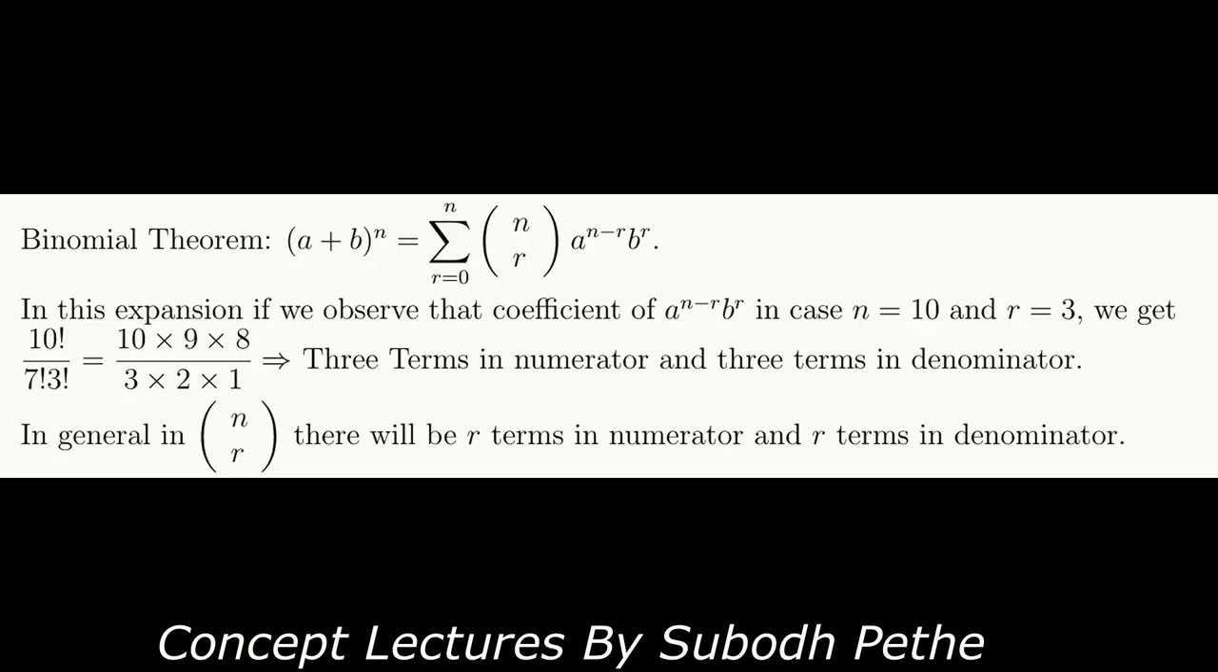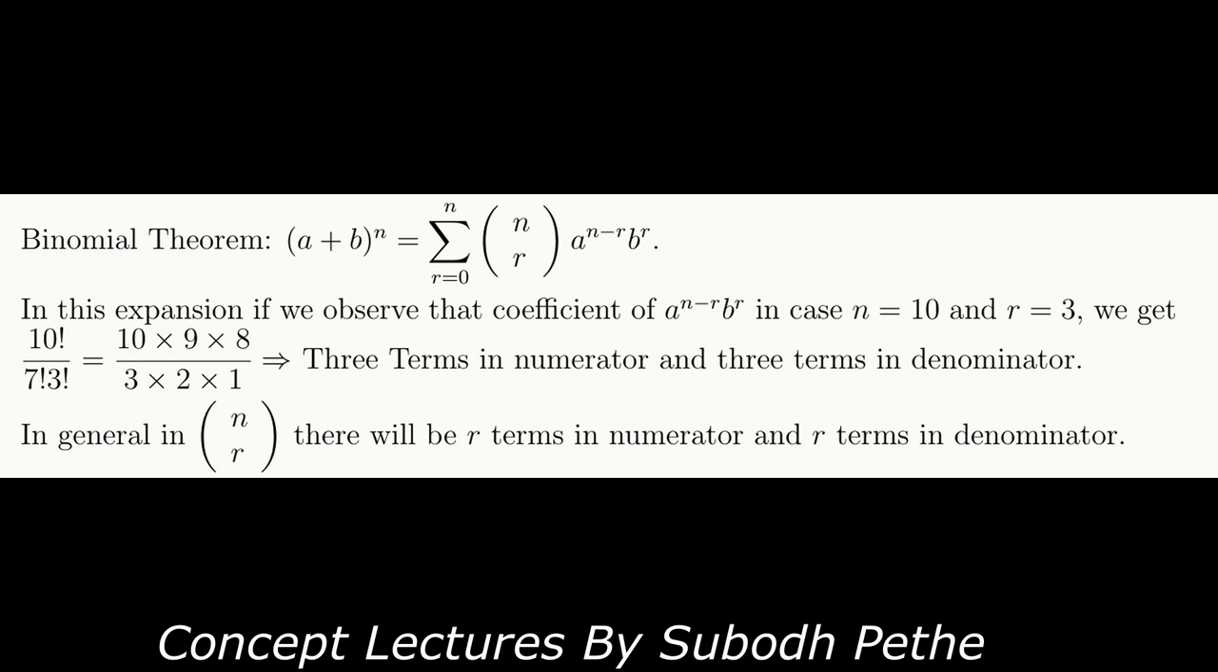The general statement of the binomial theorem is (a + b) raised to n is equal to the summation of r going from 0 to n, n choose r, a raised to n minus r, b raised to r. So here the binomial coefficient is n choose r. In this expansion, we observe the coefficient of a raised to n minus r and b raised to r. Suppose we take n equal to 10 and r equal to 3, we get 10 factorial upon 7 factorial upon 3 factorial, which is 10 into 9 into 8 upon 3 into 2 into 1.